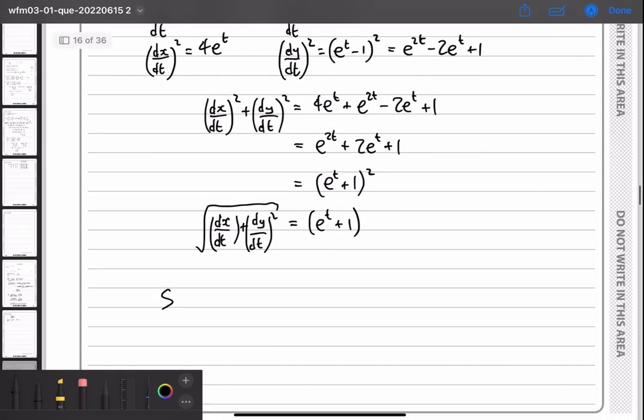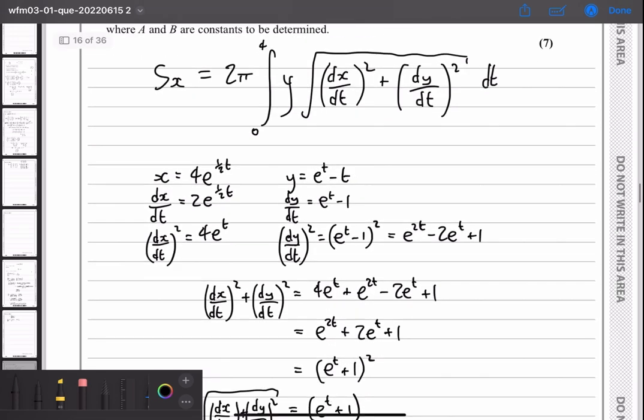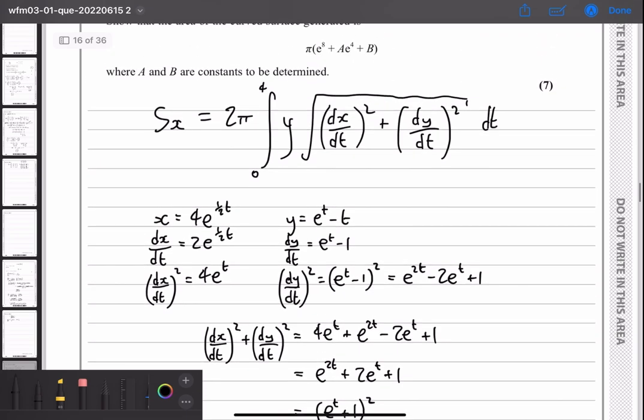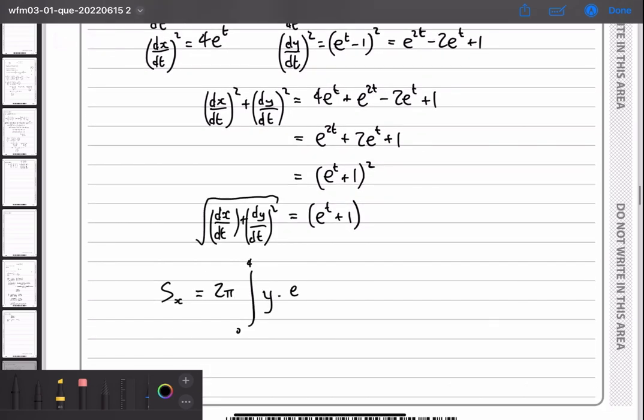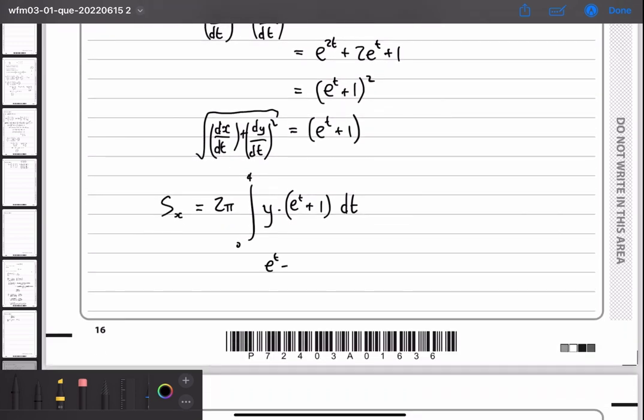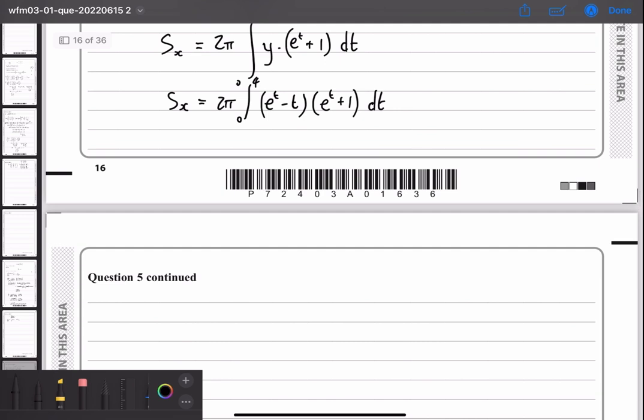So we've got s about the x-axis is 2 pi integral from 0 to 4 of y times the square root of that thing which we've just figured out is all e to the t plus 1 dt, and of course y we need to put in as e to the t minus t. Now we work through this integration, put in the limits, and get our answer.